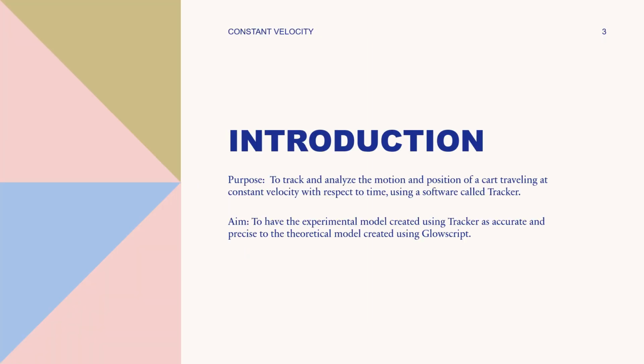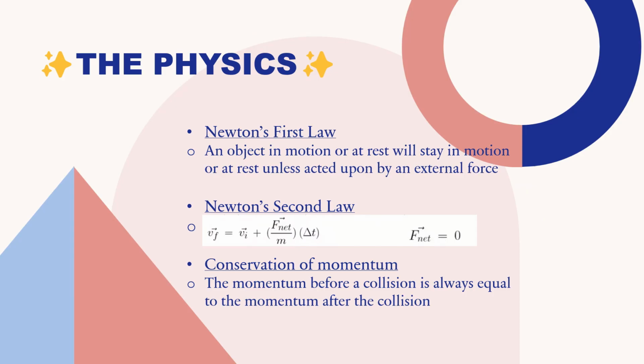The purpose of this lab is to track and analyze the motion and position of a cart traveling at constant velocity with respect to time. Using a software called Tracker, we'll be aiming for accurate results that will match our theoretical model that we made using GlowScript. But firstly, let's introduce the physics principles related to our lab.